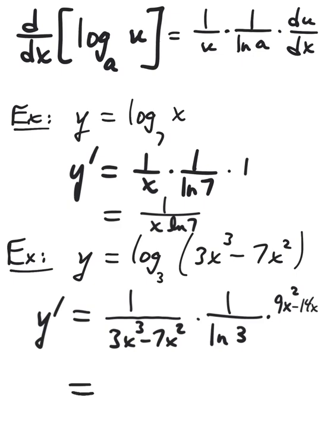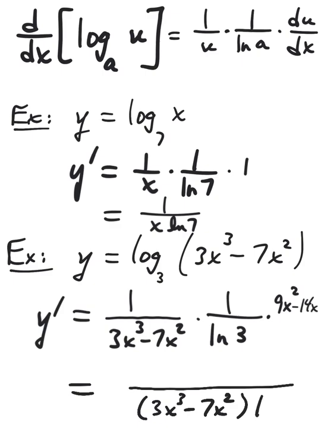That's plenty good. If we wanted to combine it, where it just looks better if you combine it. So we're going to have 3x cubed minus 7x squared times natural log of 3. Let me make that look better. Natural log of 3. And then that derivative at the far end above, we're just going to write that as our numerator. And so it's just a matter of following that recipe.